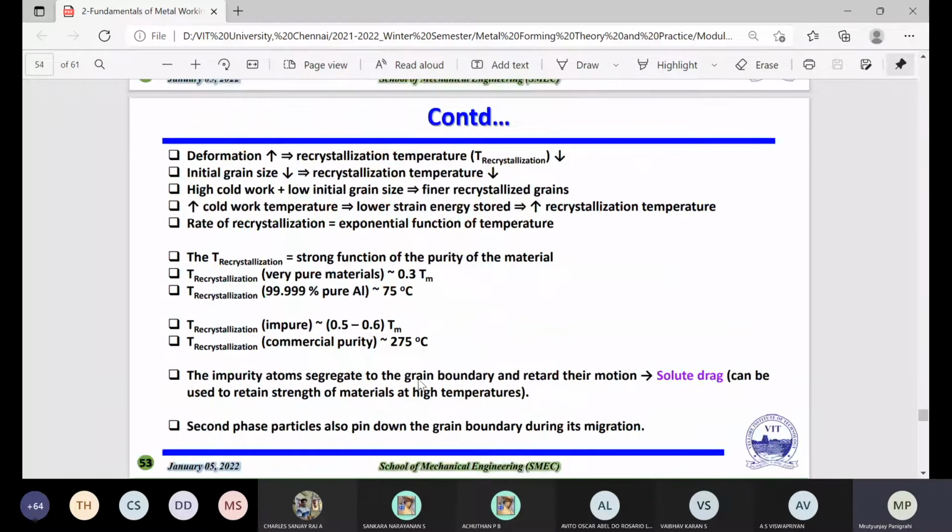So I mentioned one more slide on recrystallization. What is actually happening when we are making the recrystallization? With an increase of the deformation, your recrystallization temperature will go down. Also, when the initial grain size decreases, the recrystallization temperature also decreases at the same time. Then with high cold work plus a low initial grain size, you will find finer recrystallized grains. I just combined whatever I studied in one slide, so that maybe you can also add something, maybe a parameter or property I missed here. One more thing I added here is the impurity atoms.